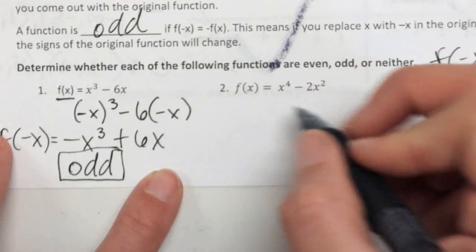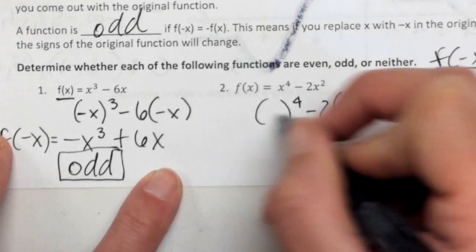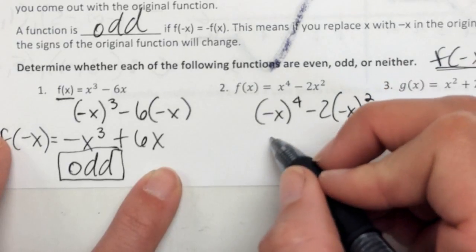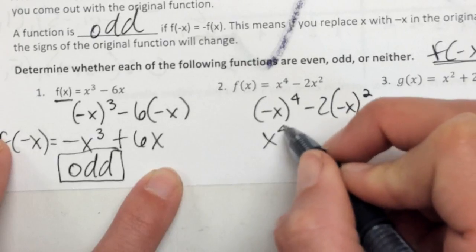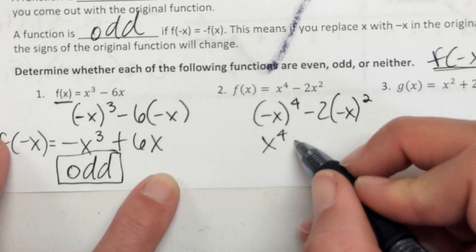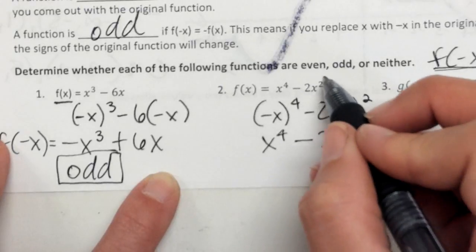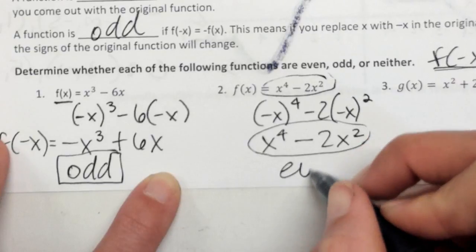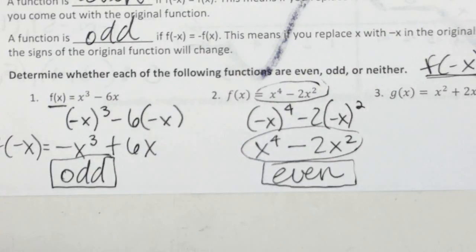Alright, for this one, plugging in negative x instead of positive. What would this be once we raise it to the 4th power? Would it be positive or negative? Positive. And this one would be a positive x squared with a negative 2. That's going to make negative 2x squared. Did any of the signs change? No, this is exactly the same as this, right? So that means this function is even. Very good. Do 3 on your own, plugging in negative x for x.